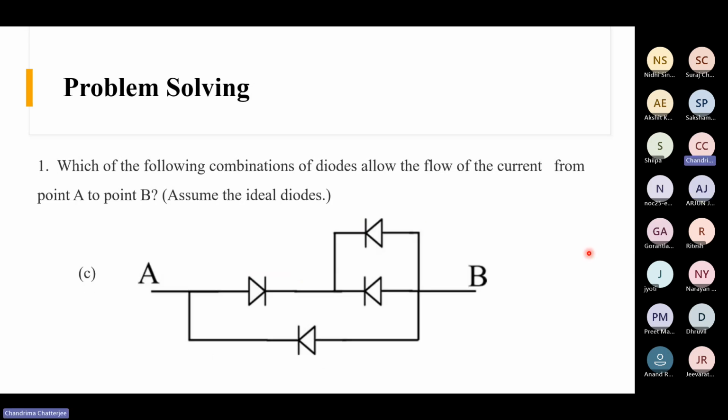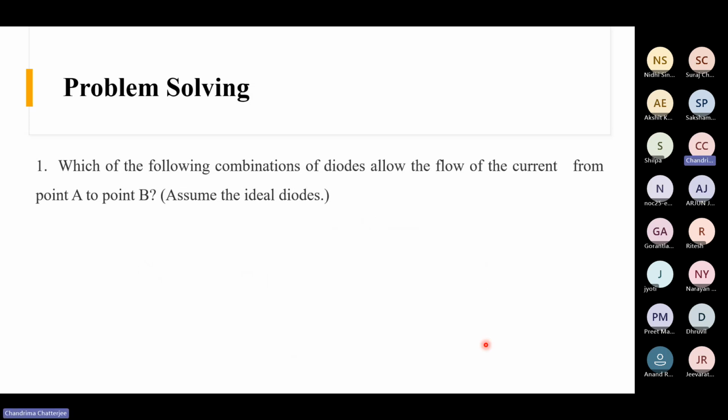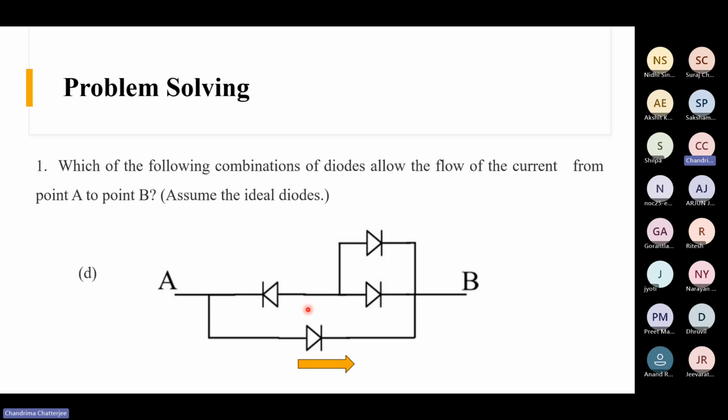So this is the next one. For this one, no, ma'am, no, right? Again, the same problem. Even though this diode can carry current, here it will get interrupted. And here also it will get interrupted. So the current can't flow from A to B. Next is this one. Here it is very straightforward. It can flow through this path, right?